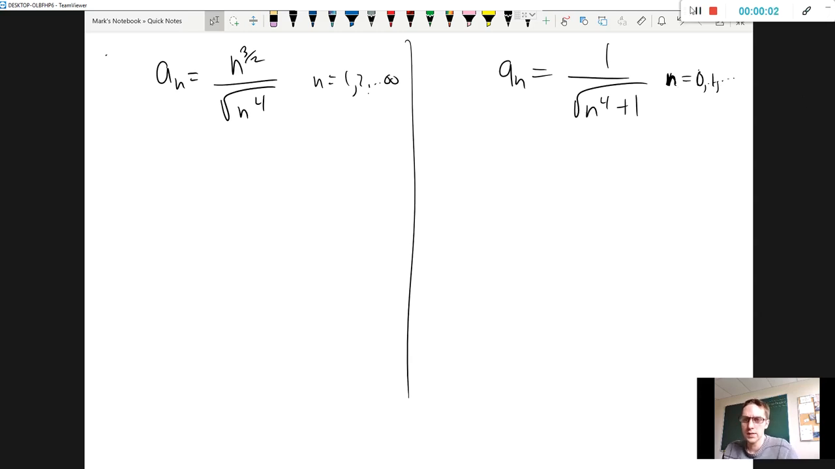All right, a couple more examples for you, and then we'll wrap up. We've got two series here, and we're going to again work through our variety of different tests to try to hone in on the right one. The nth term test is always where we want to start.